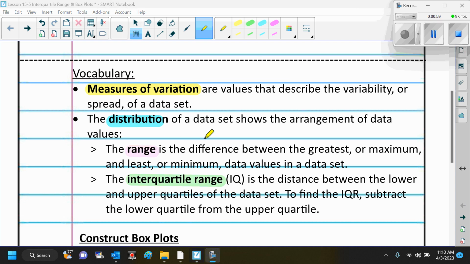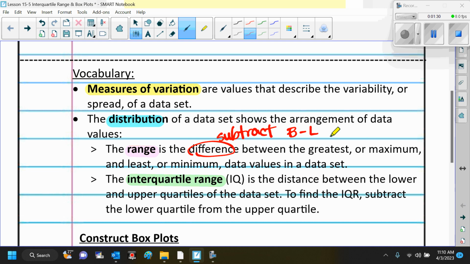The range is the difference between the greatest, or the maximum, and the least, or the minimum, of the data values in the data set. So the range is the difference, and of course the difference means subtract. The difference between the greatest number, so that's the largest number, and the smallest number. So this is going to be the biggest minus the smallest. Big minus little, okay? The interquartile range is a little more involved.